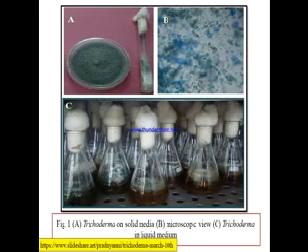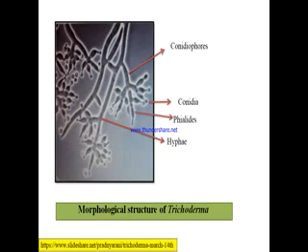Here in the first A, you can see Trichoderma on PDA plate as well as agar slant. B is a microscopic view, which is not very clear, but further we will see clear pictures. In C, it is in the broth. This is the morphological structure of Trichoderma.